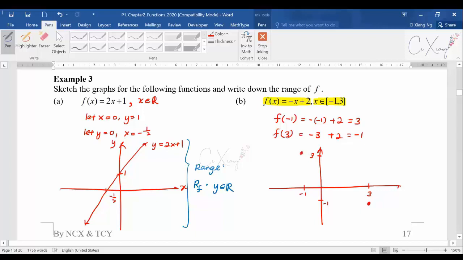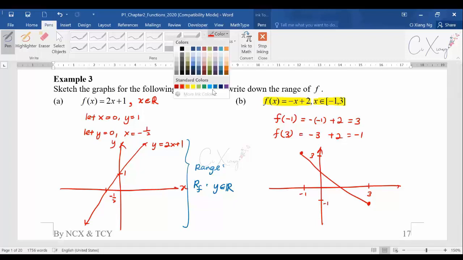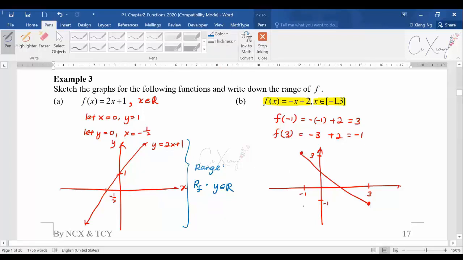All right, and then you try to join these two lines together. From here you can see very clearly that when you draw the graph, your graph is from this value from here until here, which is from negative 1 until 3. And for the y-axis, you are looking for the range. For the y-axis, you will see that the value is from here until here, the range.